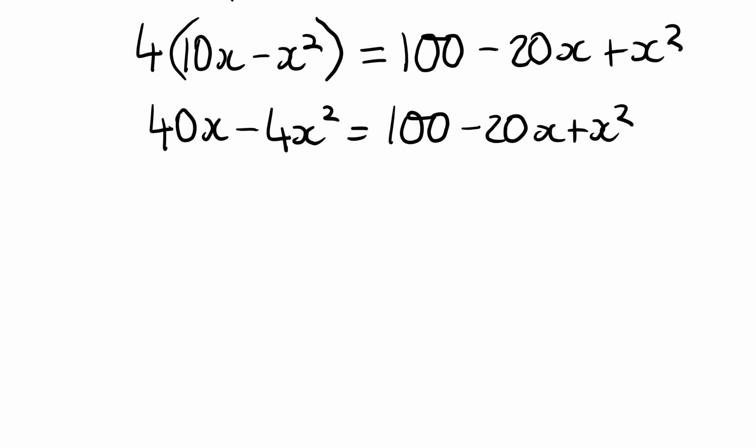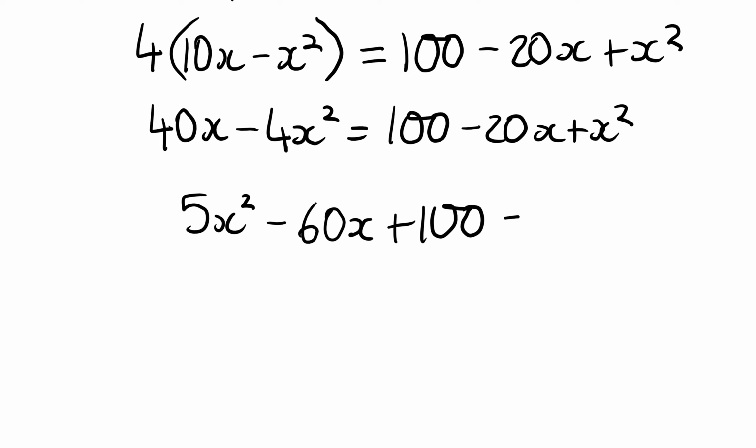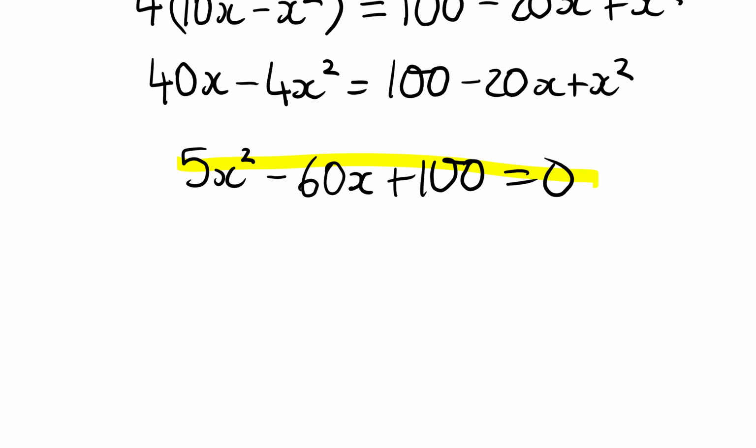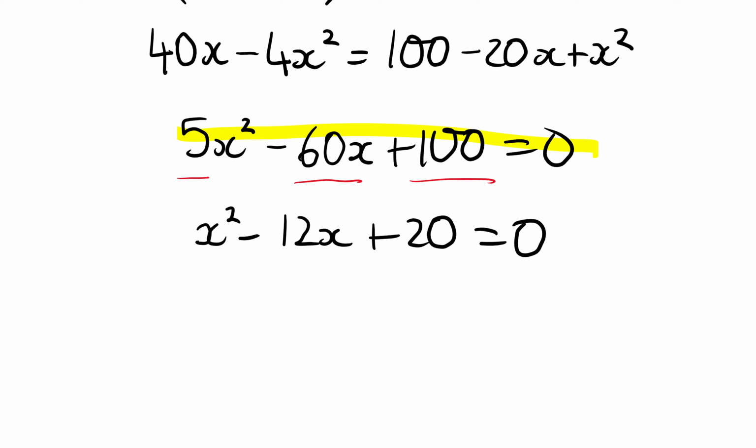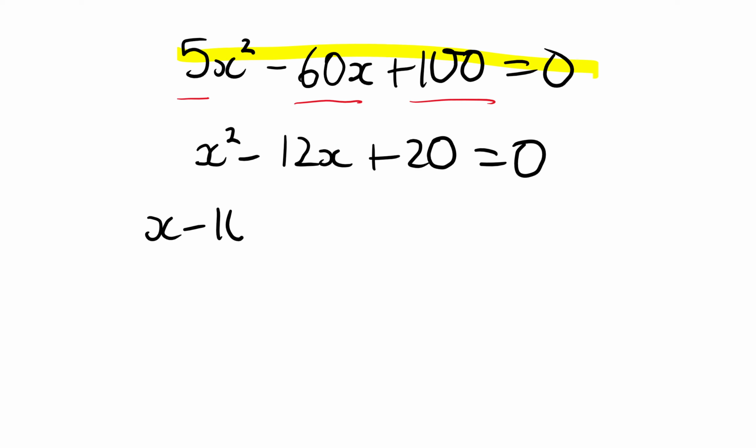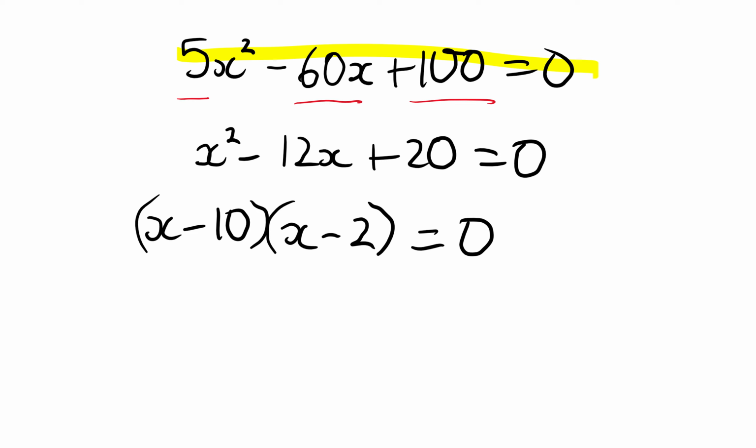So if we tidy that up, we get 5x squared minus 60x plus 100 is equal to 0. So that's the quadratic equation that we're going to solve to find x. But we know that the coefficients of each of these terms are multiples of 5. So if we take 5 from the equation, we get x squared minus 12x plus 20 is equal to 0. And that factorizes to give us (x minus 10) times (x minus 2) is equal to 0.